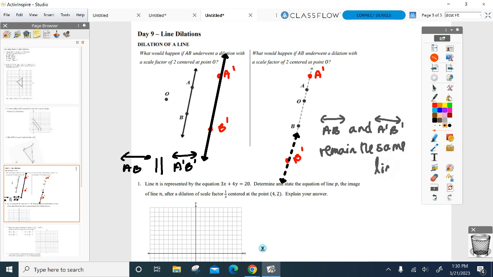So today it all comes down to, is the center on or off the line? Because if it's on, this is very easy. The new line is the same, the old line. All right? So either it moves or it stays right where it is. Okay? Either the line moves or the line stays the same.